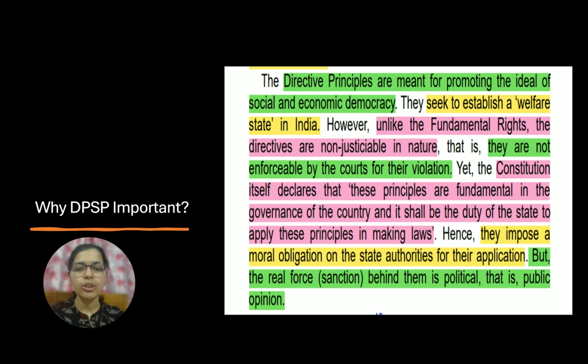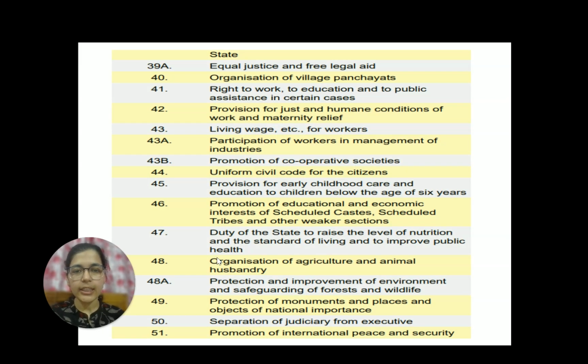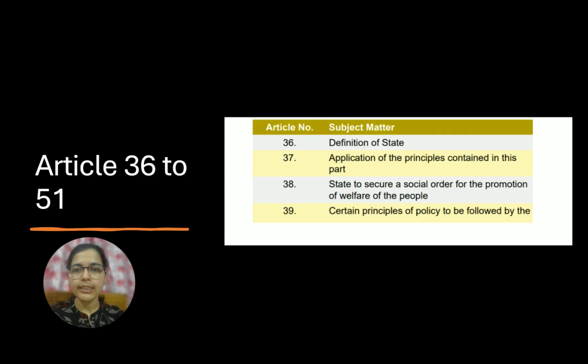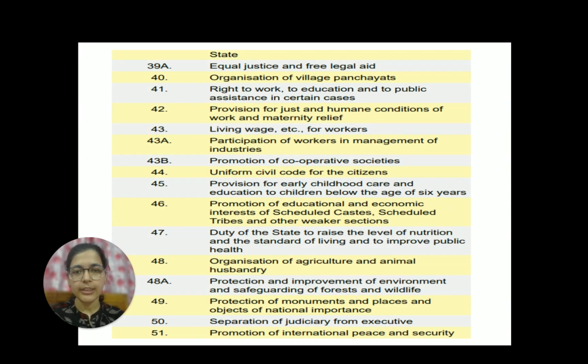Yet, the Constitution itself declared that these principles are fundamental in the governance of the country, and it shall be the duty of the state to apply these principles in making laws. Hence, they impose a moral obligation on the state authorities for their application. These are the list of articles from 36 to 51. Article 36 defines the state, and the DPSP start from Article 37 and end with Article 51.